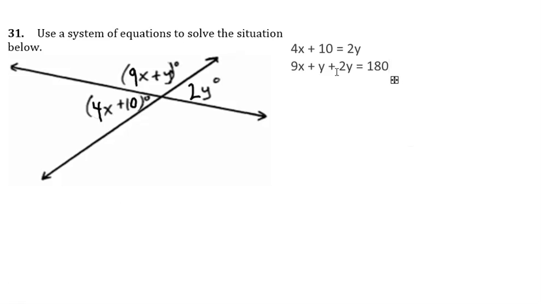From there we will have everything in standard form, so have the x terms and the y terms on the left side, have the constants on the right. So your first equation would be 4x minus 2y equals negative 10. For your second equation, we have 9x plus 3y equals 180. Let's go ahead and use elimination for this one. Let's eliminate y.